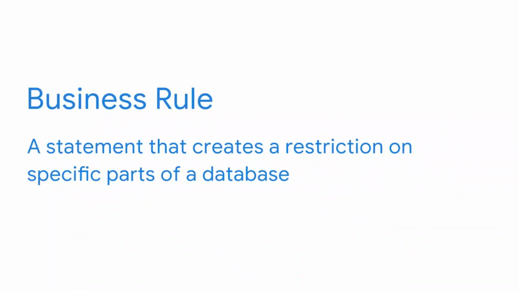In BI, a business rule is a statement that creates a restriction on specific parts of a database. For example, a shipping database might impose a business rule that states shipping dates can't come before order dates. This prevents order dates and shipping dates from being mixed up and causing errors within this system. Business rules are created according to the way a particular organization uses its data.